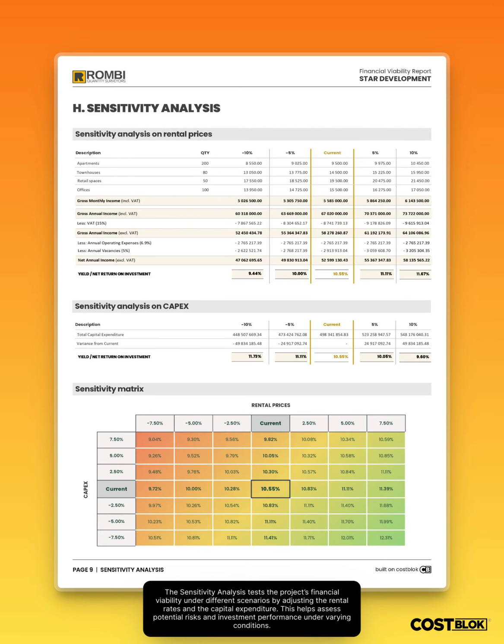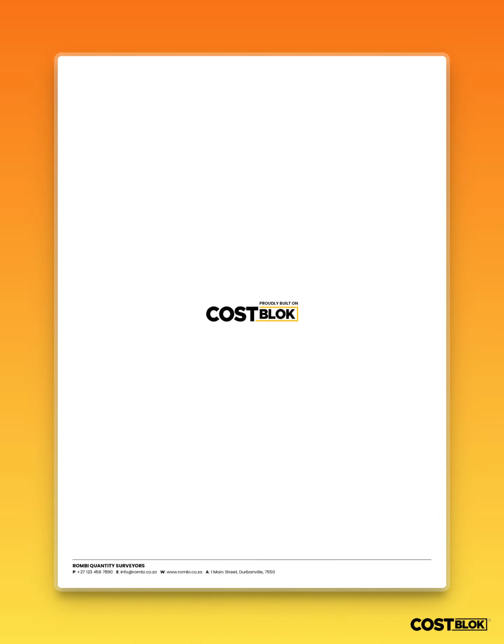The sensitivity analysis tests the project's financial viability under different scenarios by adjusting the rental rates and the capital expenditure. This helps assess potential risks and investment performance under varying conditions.